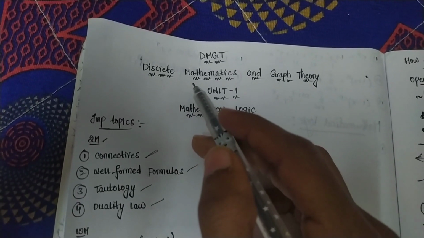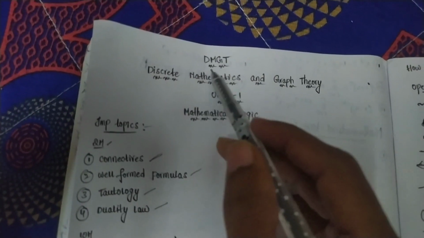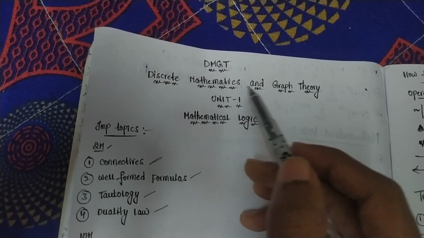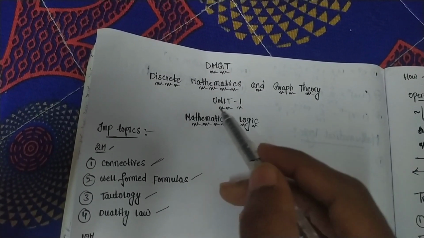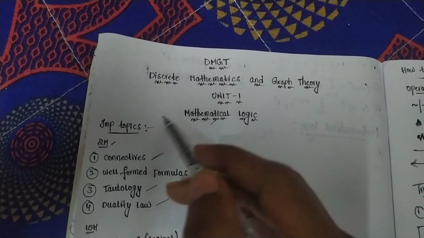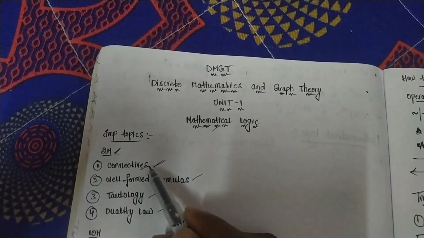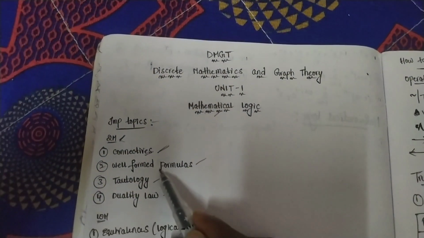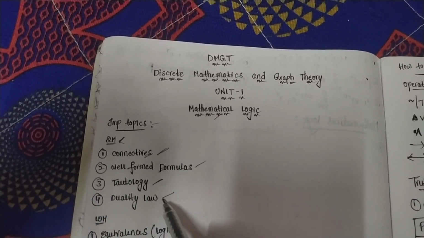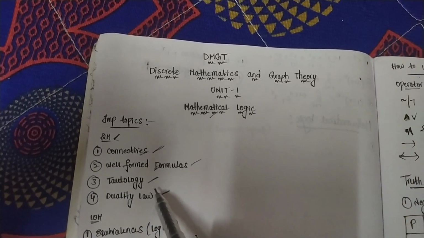In this video we will discuss a new subject, that is DMGT, Discrete Mathematics and Graph Theory. In Discrete Mathematics and Graph Theory, Unit 1 is Mathematical Logic. In Mathematical Logic, the important topics related to 2 marks are: first one is connectives, second one is well-formed formulas, third one is tautology, and fourth one is duality law. Let us discuss all of these in the video.